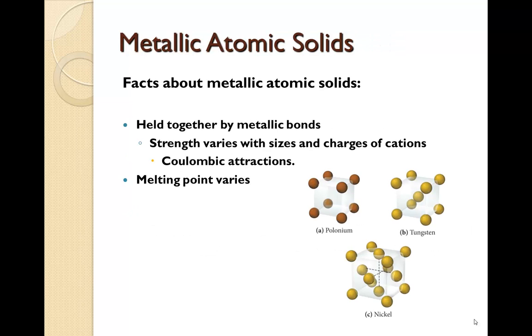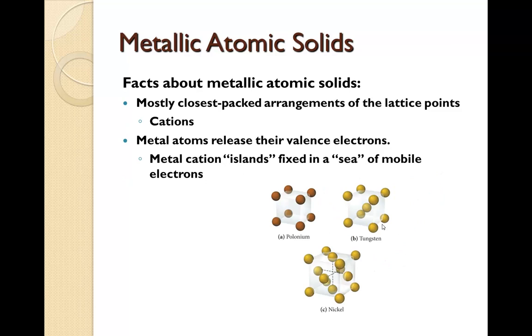With metallic atomic substances, they are held together by metallic bonds, and these strengths vary depending on the size and the charges of the cations, and they create coulombic attractions, meaning the positive and negative interactions. Their melting point then varies depending on what substance it is. They're mostly closest packed arrangements of the lattice points. And on those lattice points are the cations.